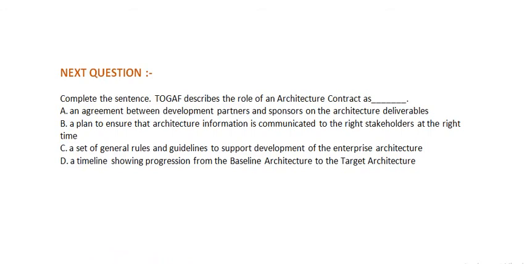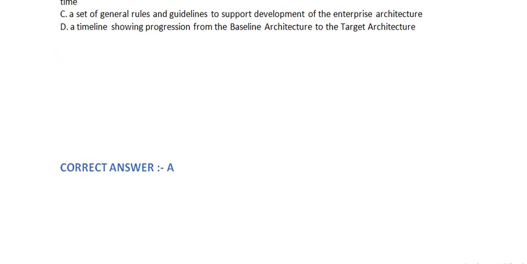Next question is, complete the sentence. TOGAF describes the role of an architecture contract as: option A, an agreement between development partners and sponsors on the architecture deliverables. Option B, a plan to ensure that architecture information is communicated to the right stakeholders at the right time. Option C, a set of general rules and guidelines to support development of the enterprise architecture. And option D, a timeline showing progression from the baseline to the target architecture. The correct answer is option A.